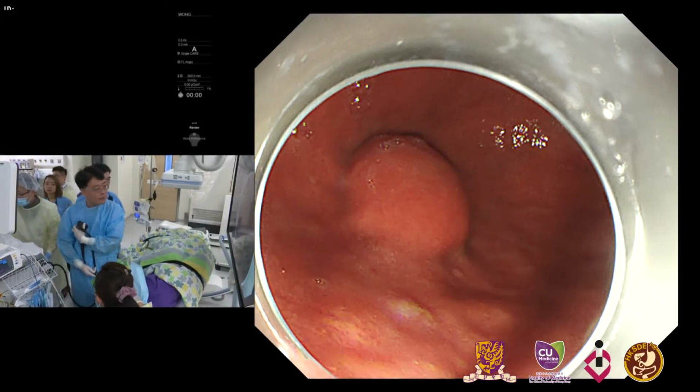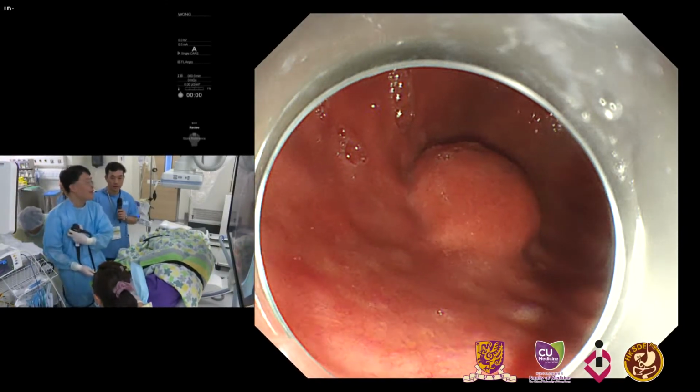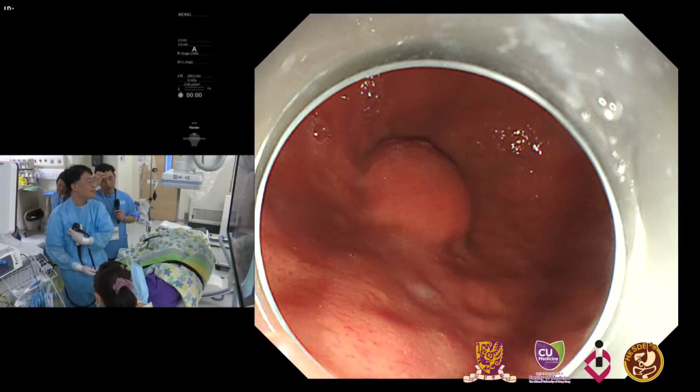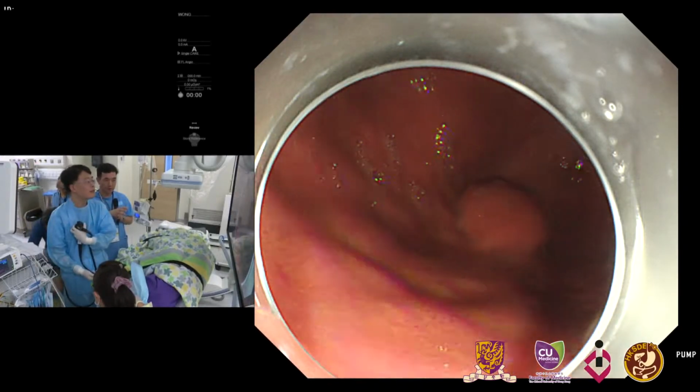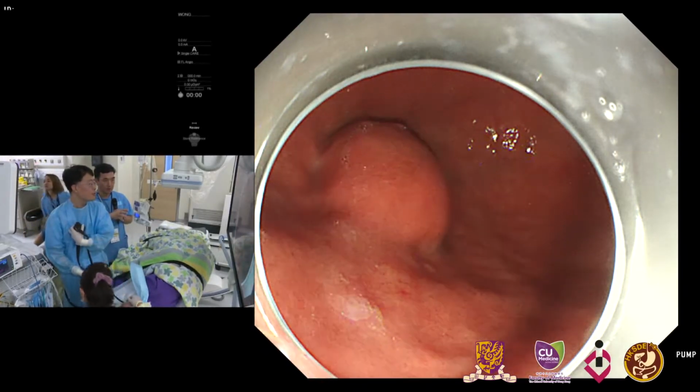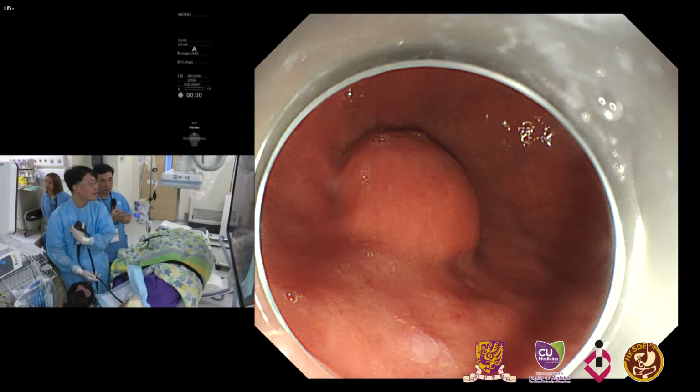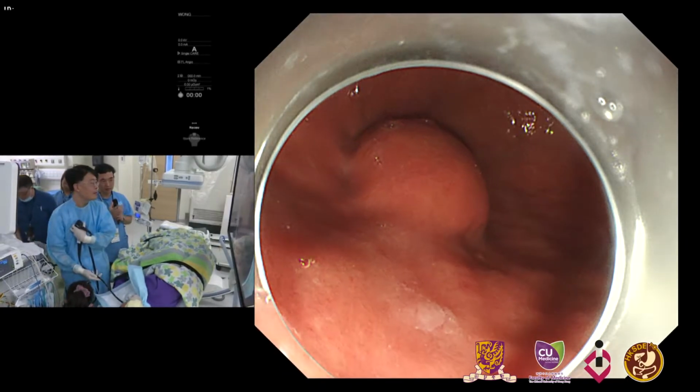So I have one question for you, Dr. Peng. This area is very, very difficult to access. When there's a perforation, what is your strategy to ensure that you can close the perforation?